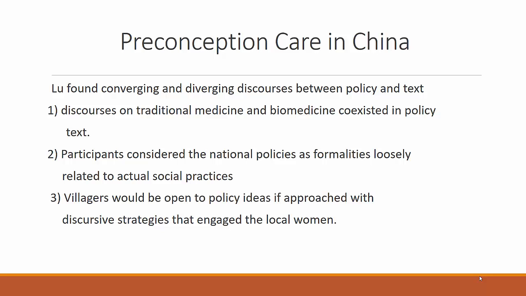But looking at the Chinese publications, she found that they intermingled traditional medicine with more modern biomedicine. Both of those terms and concepts were interwoven or coexisted in the policy text. She also found from the interviews that the participants considered the national policies somewhat of a formality, loosely related to their actual social practices. And from talking with the women in rural areas of China, she found that the villagers would have been open to policy ideas if they were approached with a discursive strategy that engaged the local women.